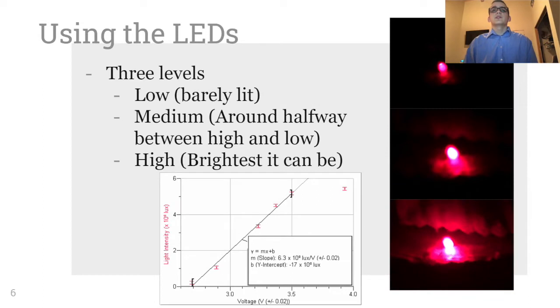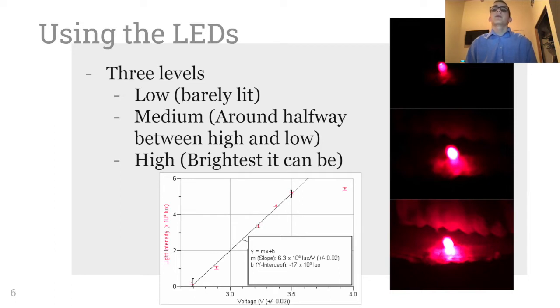So whenever I was using the LEDs, I had 3 separate levels that I was testing them with in order to change the intensity of them for different amounts of light to enter my eye. So the 3 levels that I used, I just called low, medium, and high. The low, as you can see from the pictures on the right, is a barely lit light bulb. You can see there's not much light that's giving off.